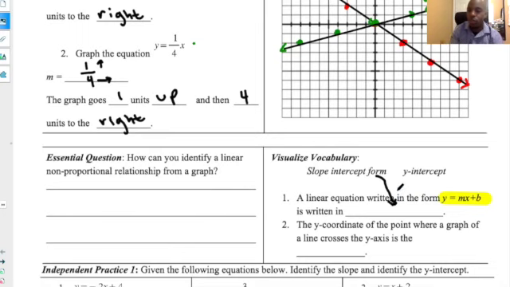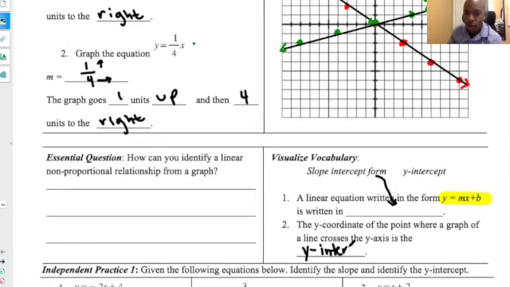That's the slope-intercept form. Where the second sentence says the y-coordinate of the point where a graph of the line crosses the y-axis is known as the y-intercept. So y-intercept goes here. And now I want to explain something to you.